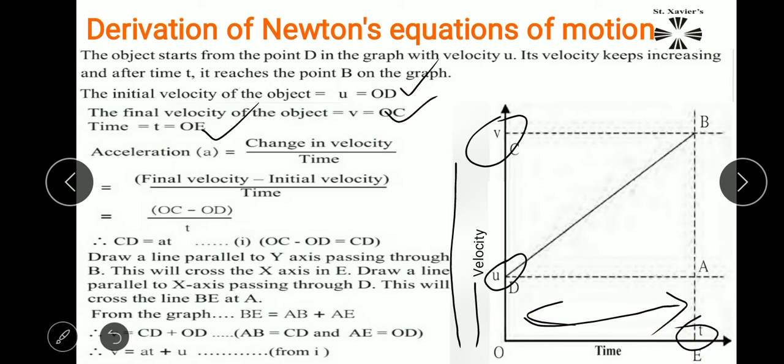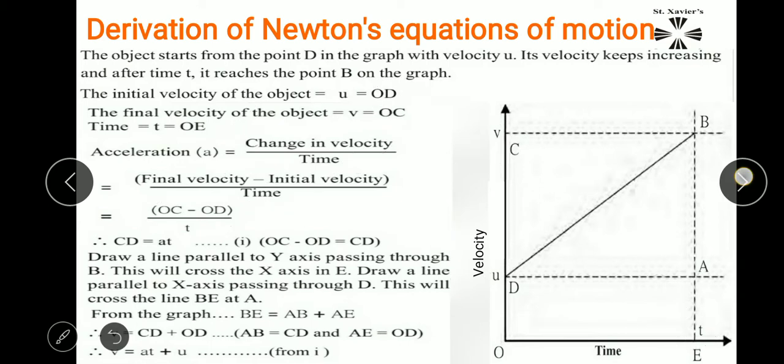Students, time taken T is equal to OE. Now acceleration. We know acceleration is equal to change in velocity upon time. Change in velocity means final velocity minus initial velocity, time as it is. Students, in final velocity we are having OC, initial velocity we are having OD. So we'll write OC minus OD upon T.